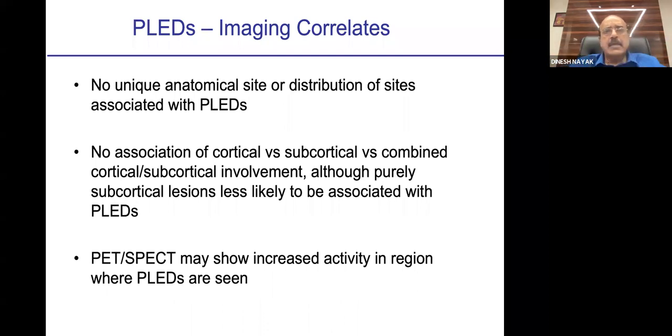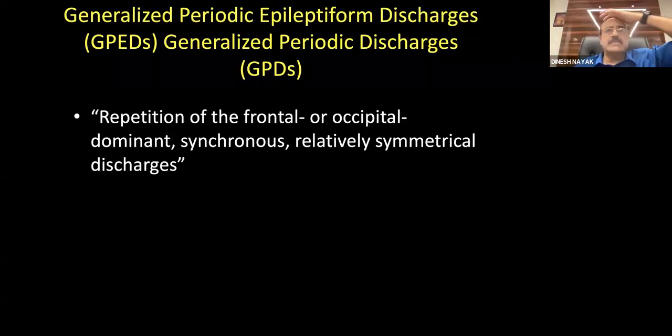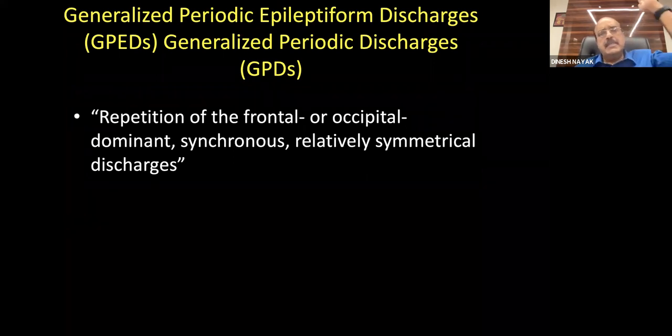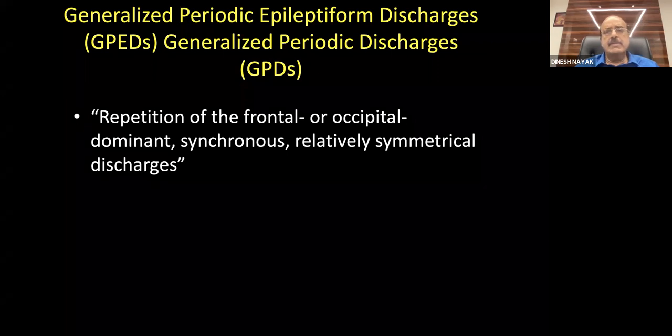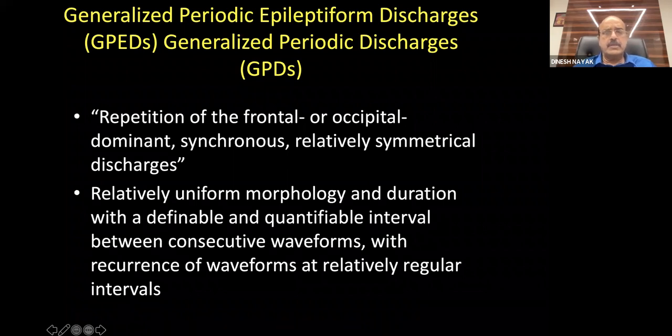Now let us come to the generalized. We saw the lateralized discharges. Now we are coming to the generalized periodic discharges, or GPEDs, GPDs, also called repetition of frontal or occipital dominant. As opposed to BiPLEDs, which are asynchronous between two hemispheres, here they are generalized and synchronous over two hemispheres. That's what is important. They're relatively symmetrical discharges, relatively uniform in morphology and duration, with a definable and quantifiable interval between consecutive waveforms, with recurrence of waveforms at regular intervals. That is the definition of GPEDs.